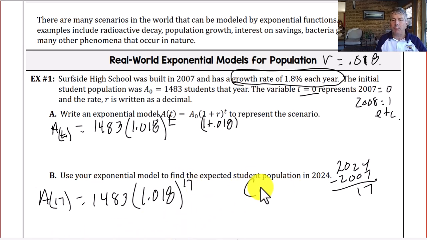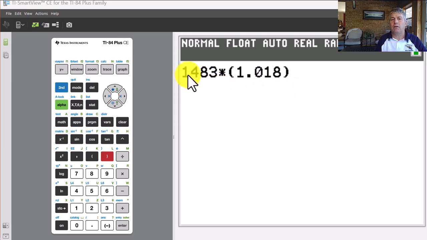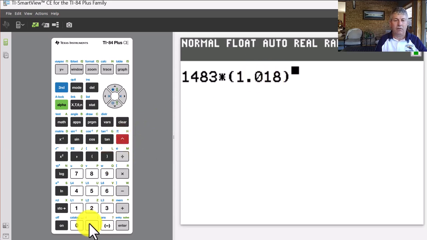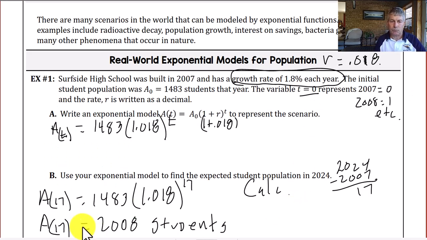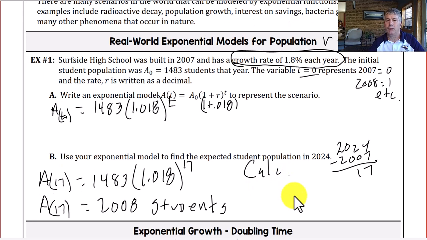Now this I'm going to have to put in my calculator, so I will go ahead and do that and get our final answer. So I got my calculator out. I've got 1,483 times 1.018, all raised to the 17th power. And it gives me 2,008 students we would expect to be enrolled in 2024. So the 2,008 students is our expected student population.